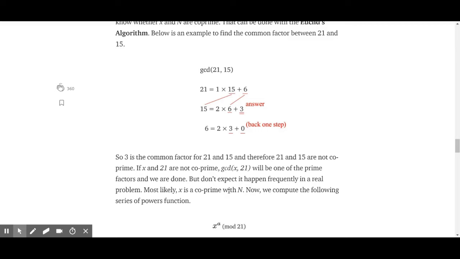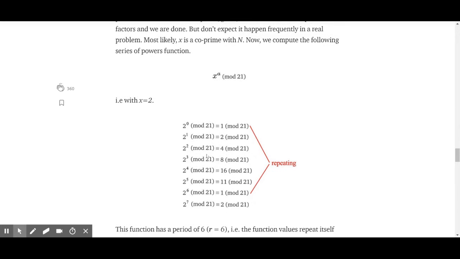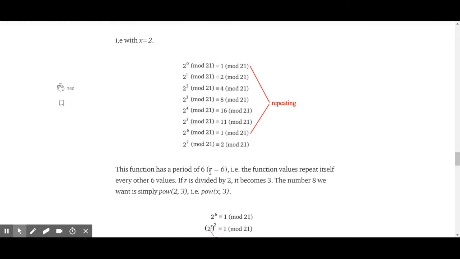Most likely x is co-prime with n. Now we compute the following series of power functions with x equals 2: 2 to the power 0, power 1, power 2, power 3, power 4, power 5, power 6. So it repeats. This function has a period of 6, because 2 to the power 6 repeats as 1 modulo 21. The function values repeat every 6 values. If r is divided by 2, it becomes 3. The number 8 we want is simply 2 to the power 3.